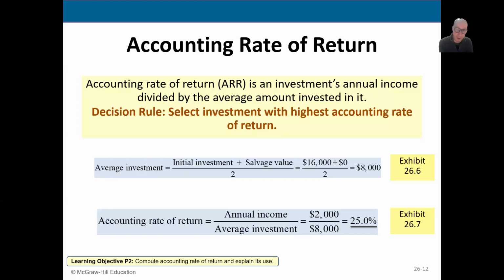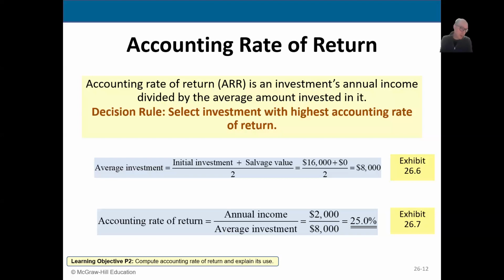To find the accounting rate of return, we take the annual income divided by the average investment. Based off of our earliest example of even cash flows, the annual income is $2,000. $2,000 annual income divided by the average investment of $8,000 yields us 25%, 0.25. Just multiply by 100. So 25% accounting rate of return.